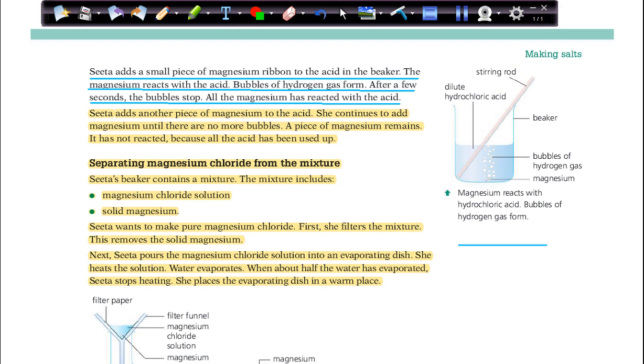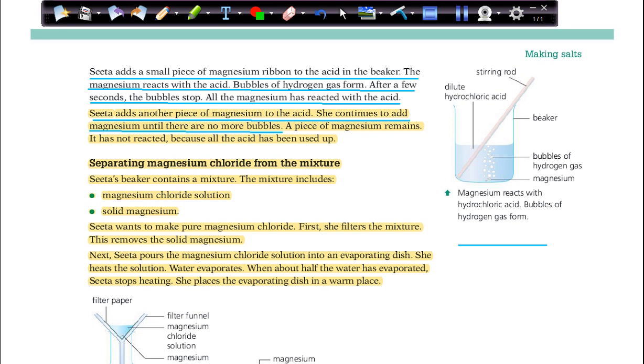Then she adds another piece of magnesium to the acid. She continues to add magnesium until there are no more bubbles. So what's the meaning of this? When she used one magnesium ribbon, it disappeared and there were no more bubbles. Then she added another piece, and then another, until the hydrogen gas stopped.